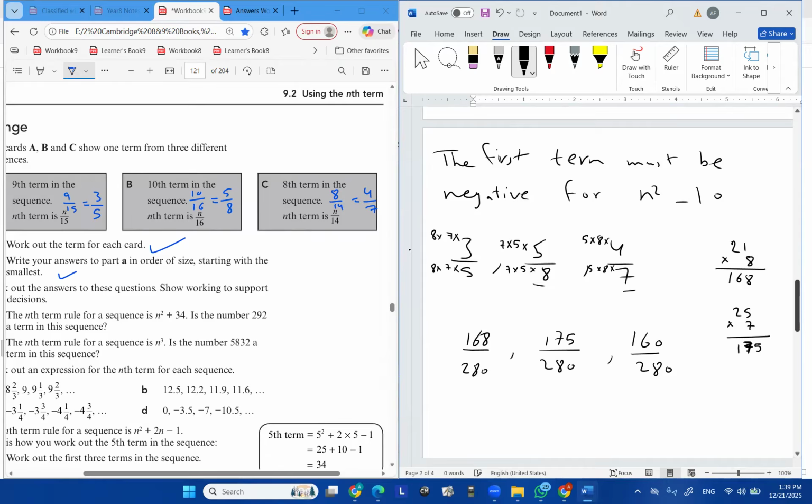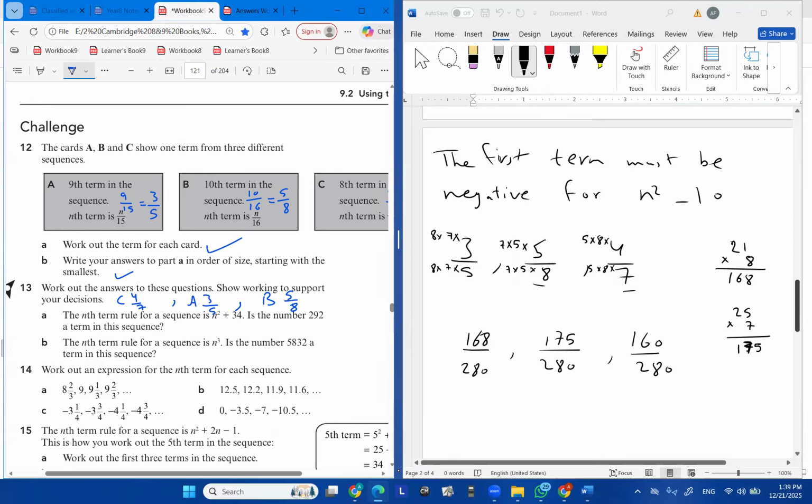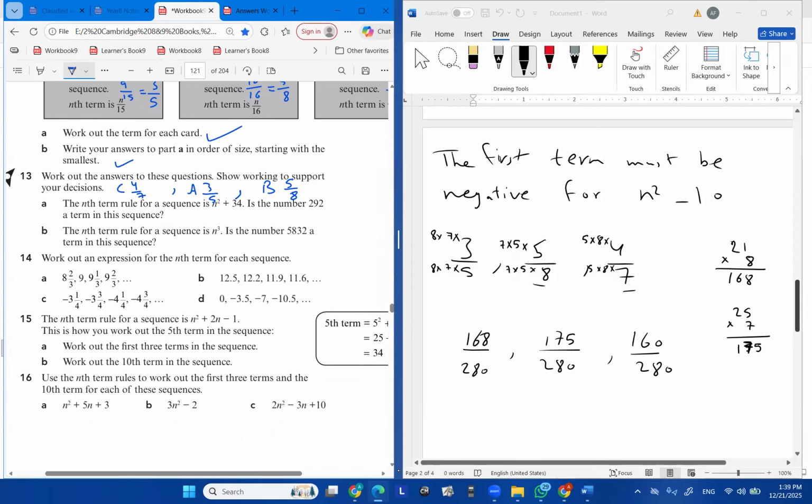Now it is clear that the third one is the first. Card C, which is 4 over 7, is first. Then after that, card A, which is 3/5. Then the last one, card B, which is 5 over 8. Now I put them in order. That was the answer to this.